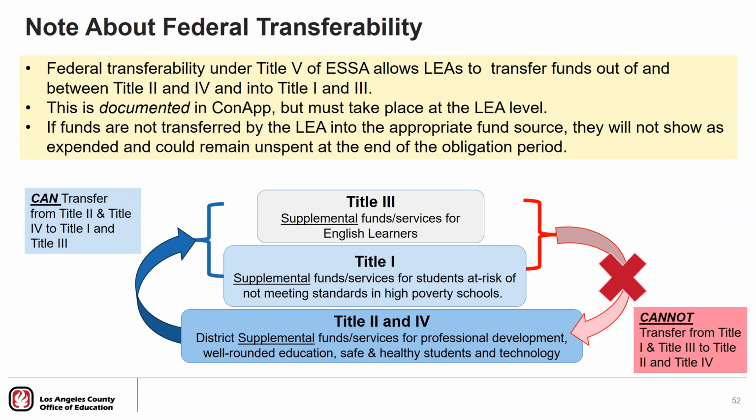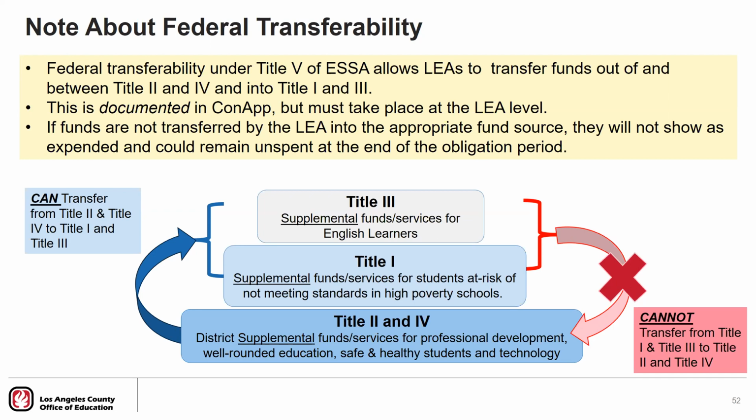This information is documented in the CONAP, but what's crucial to clarify is that indicating in the CONAP that funds will be transferred at the state level simply notifies the CDE of your intent to transfer the funds. It does not execute the actual transfer. So when you decide to transfer funds, it's important to understand that the transfer must occur at the district level when the funds arrive at your district. So indicating your intent in the application is not the same as the funds being automatically moved.